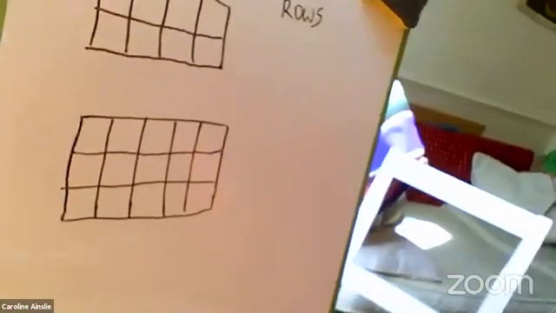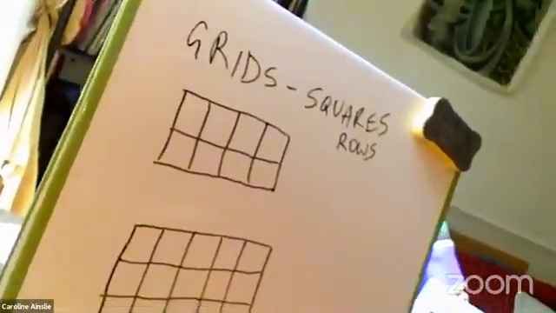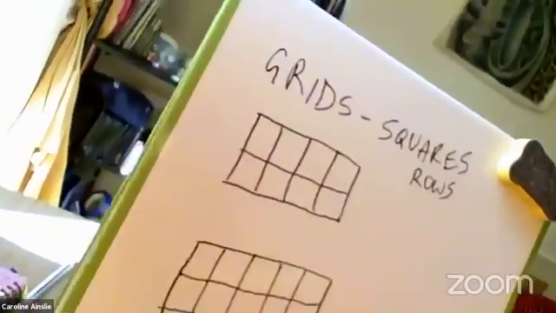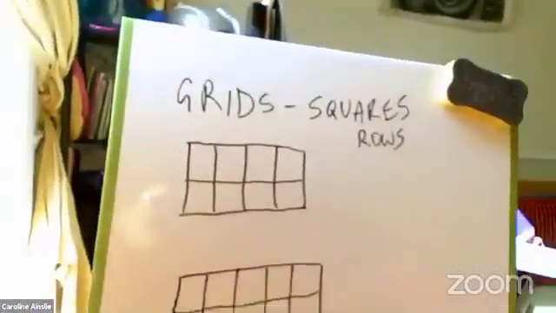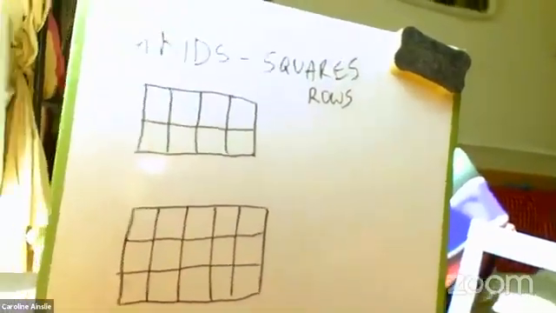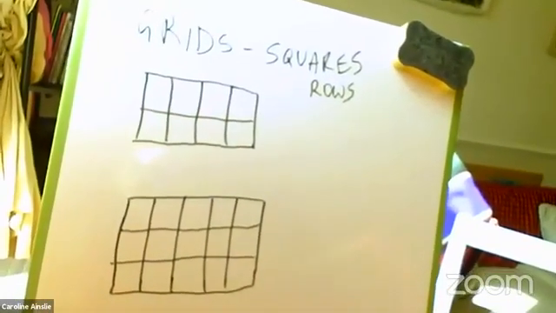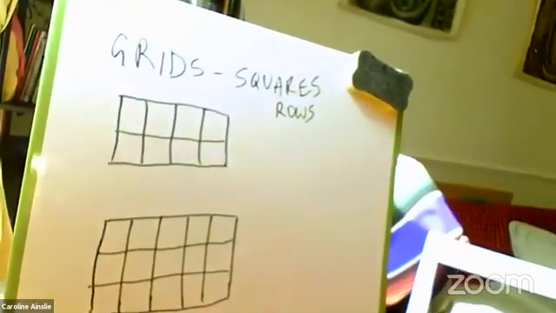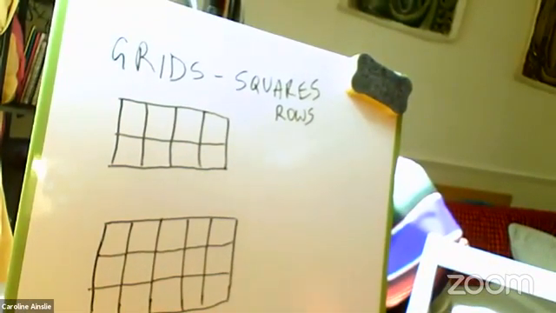Because the younger you are, the more repetition is desirable. And if they say, right, I want to play with the squares and the grids today and the rows, that is fantastic news. There we go, we can see it there.